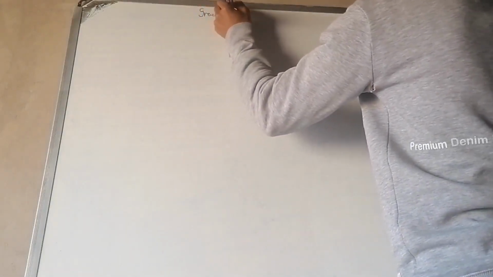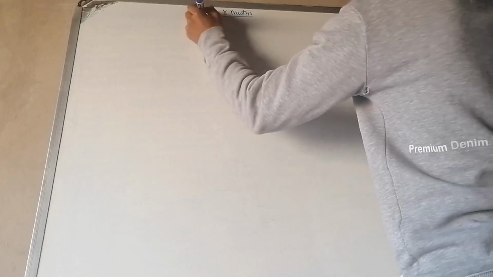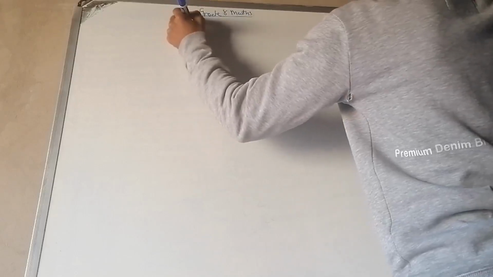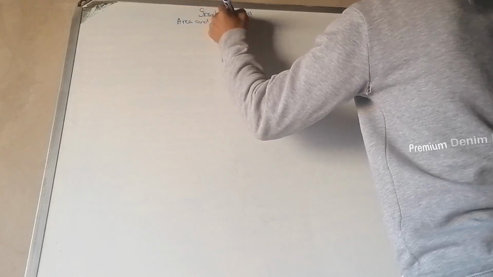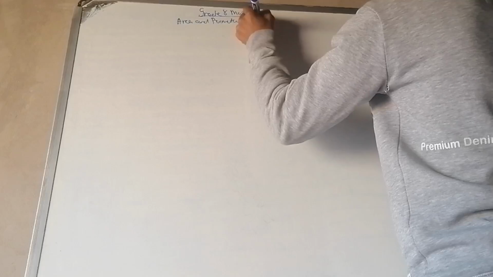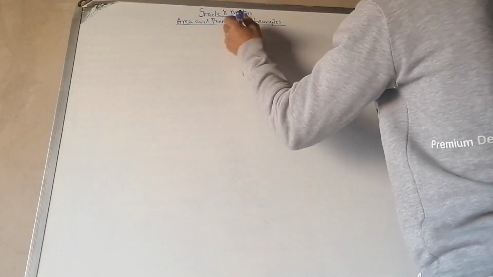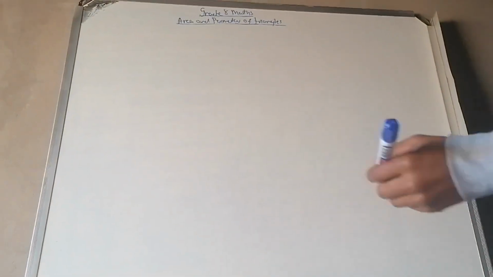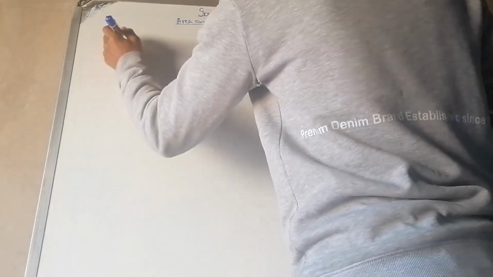Grade 8 mathematics. Re tlo shebana le area and perimeter of the triangles. Right. The first shape that we will look at is a square. Re tlo shebana le square.